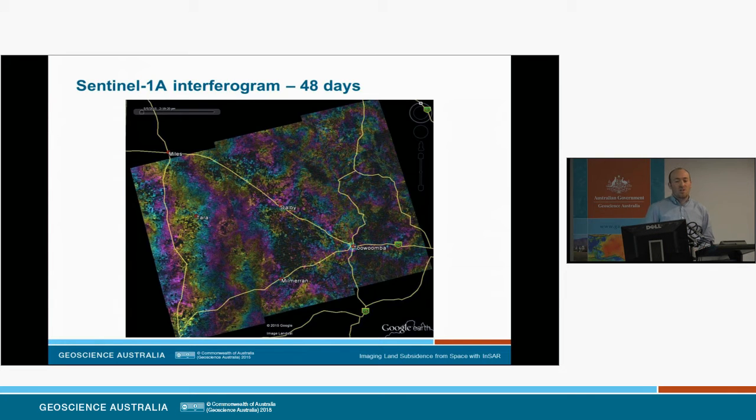And we've had a quick look at Sentinel-1 data over the Surat Basin region. This is an interferogram generated from images 48 days apart. And the fact that you can see fringes here implies that there's very good coherence. So if we can get 12-day revisit, the coherence will be even better. So it's great news for the future and monitoring this region.